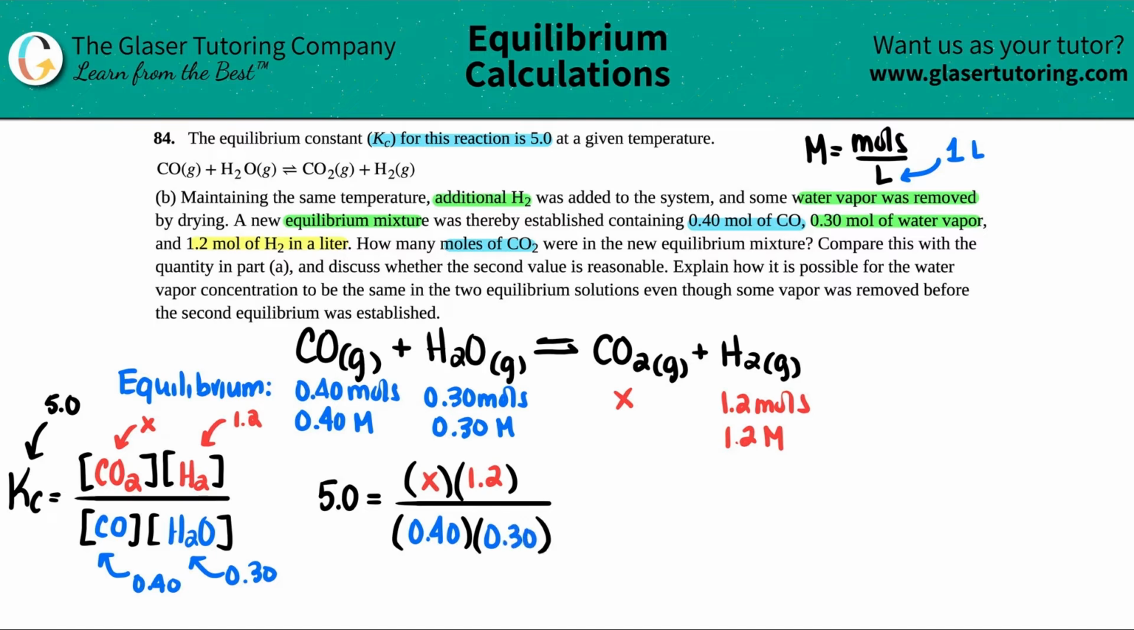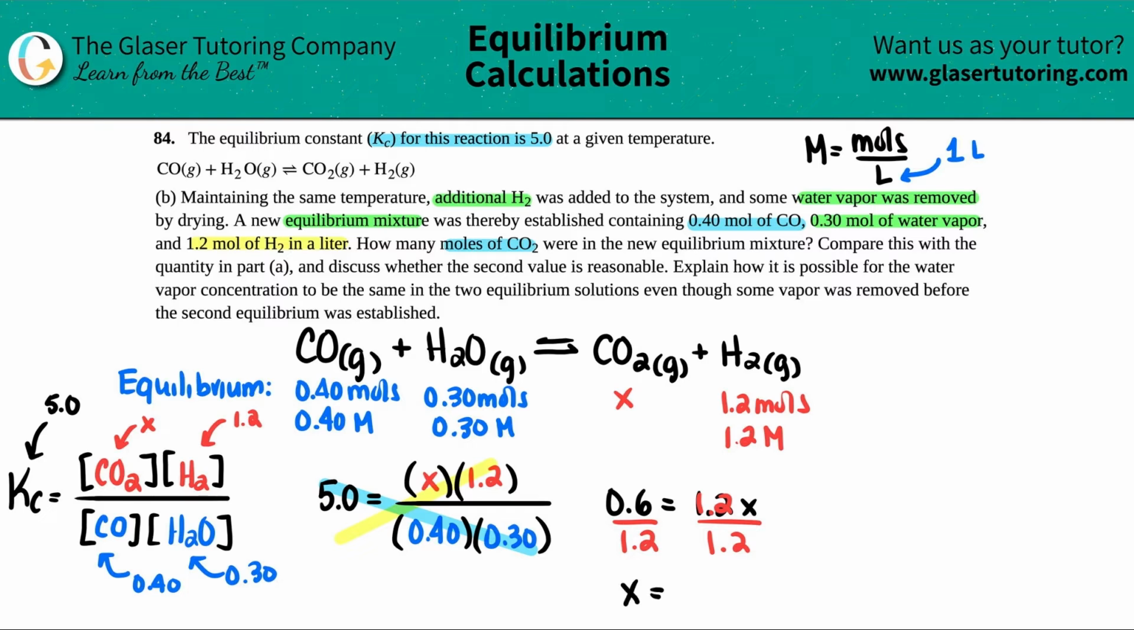Simple cross multiplication, right? These are going to be all multiplied, and these are going to be multiplied. So let's just do that. Calculate out 5 times 0.4 times 0.3. I get 0.6 equals 1.2x. I want to get x by itself. It's being multiplied by 1.2, so I'll just divide by 1.2 on both sides, and I get an x value.